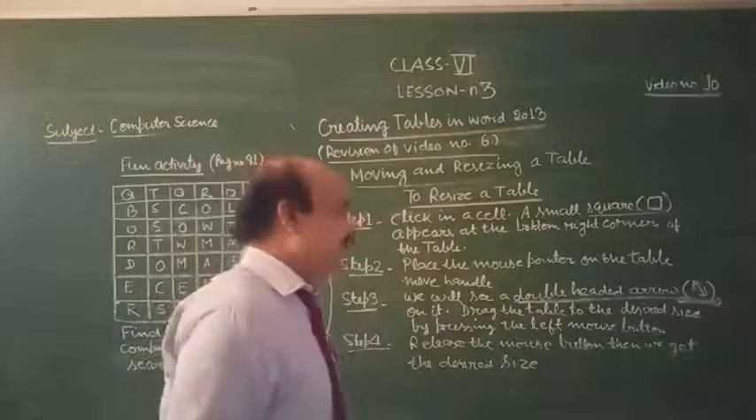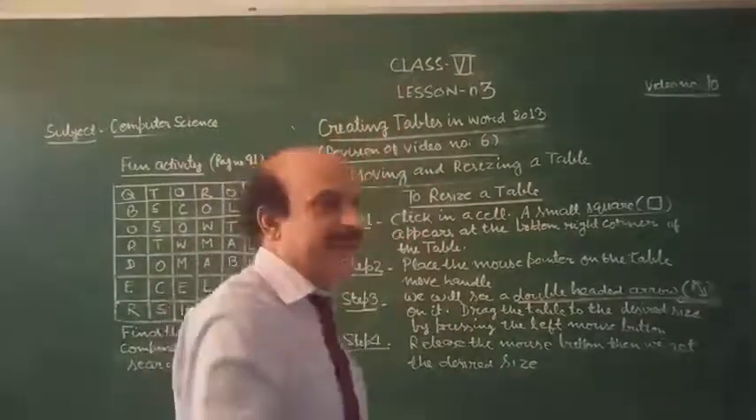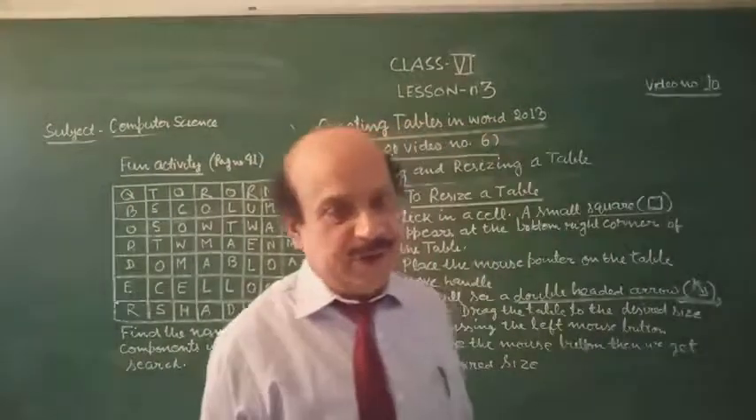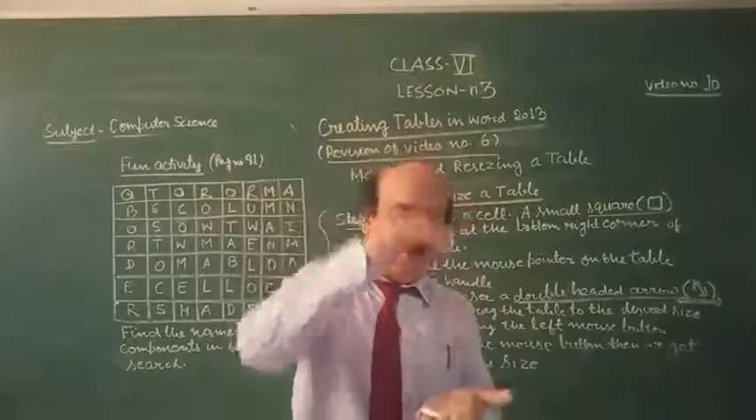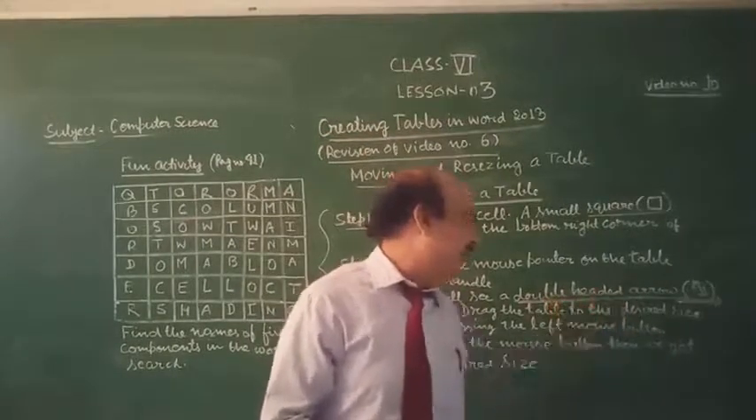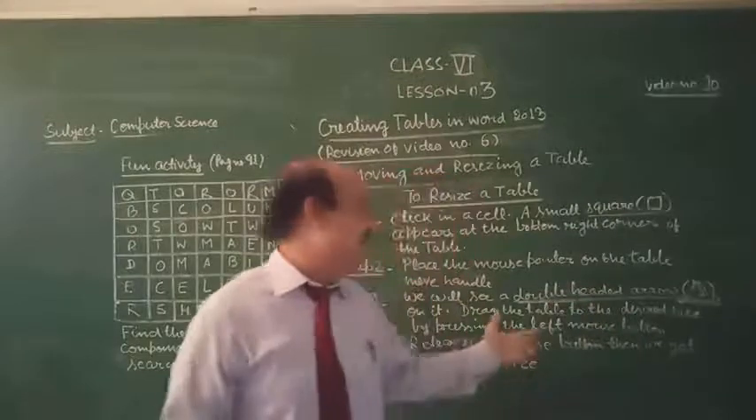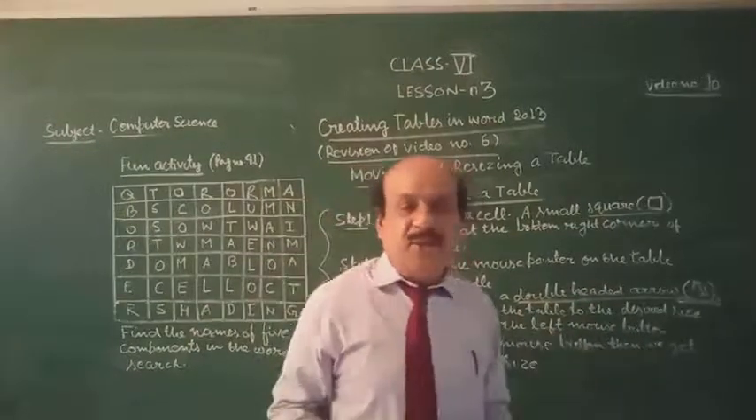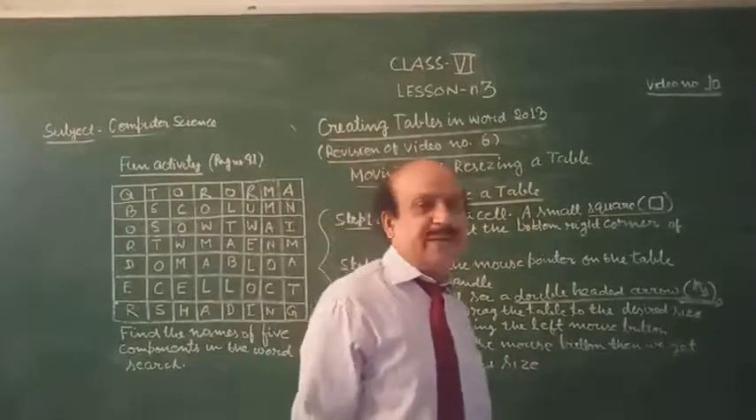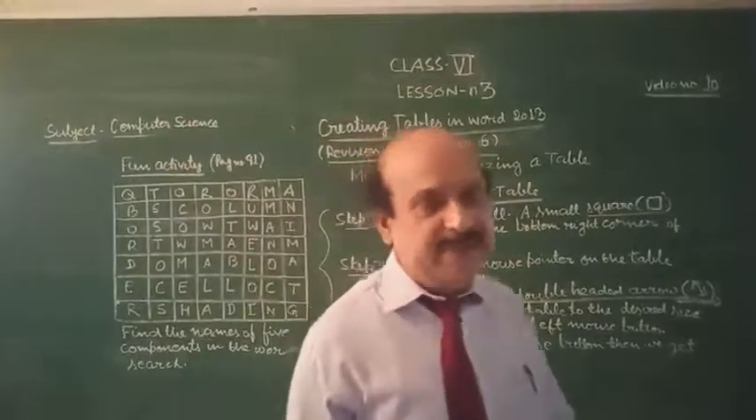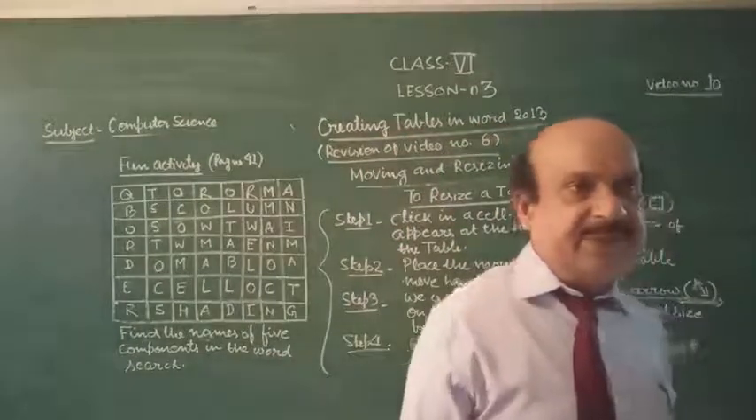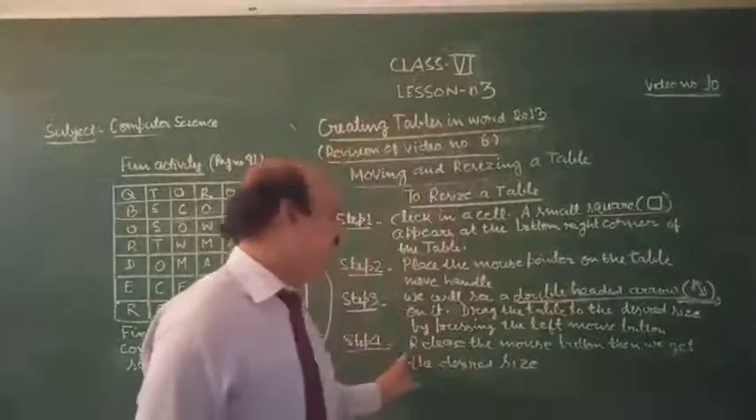Drag the table to the desired size. Now you will start to drag. According to the size of the table, if you want to make it large, you can. If you want to make it small, you can. With the help of the double-headed arrow, you will drag the table to the desired size. When we get the desired size, click the left mouse button. It means we have selected the resizing of the table. This is the way. And the last point, release the mouse button.